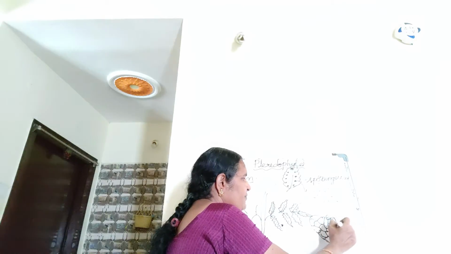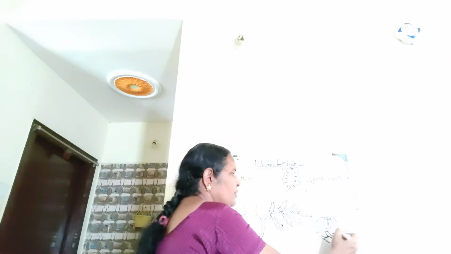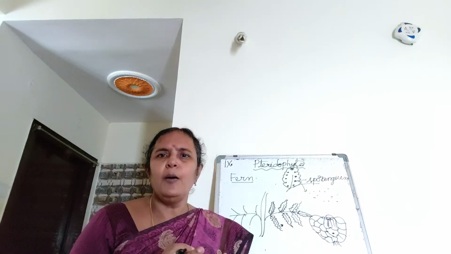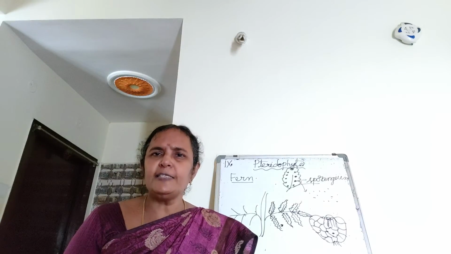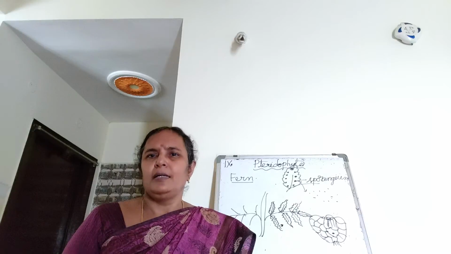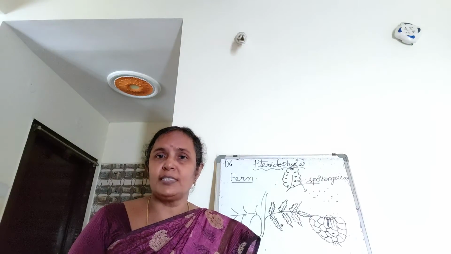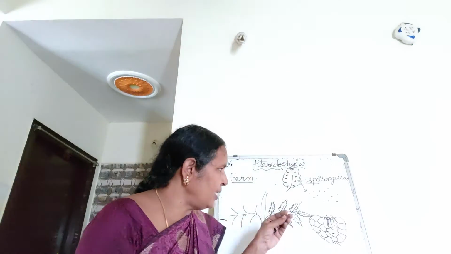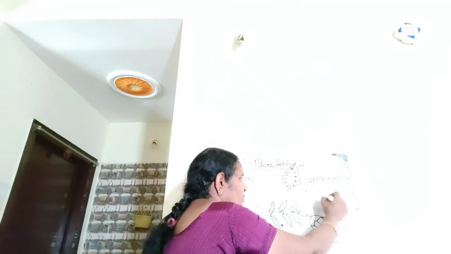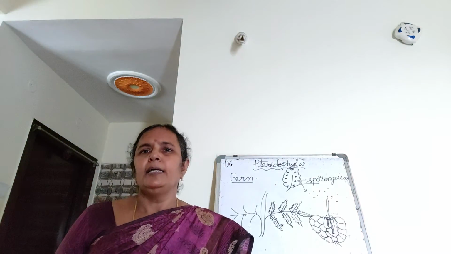The spores, when they reach the ground, when it is wet and there are favorable conditions, grow into a heart-shaped prothallus. That prothallus produces gametes. That is why the prothallus is a gametophyte. After the male and female gametes fuse to form the zygote, from that zygote the fern plant grows. And this prothallus degenerates.